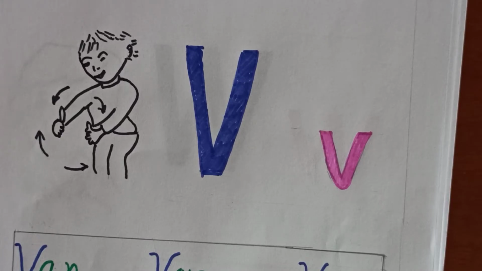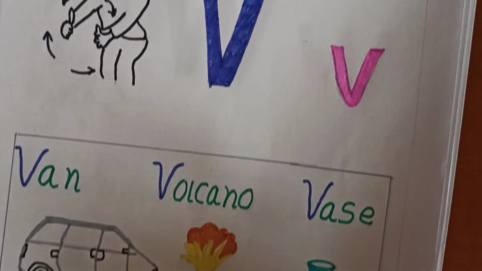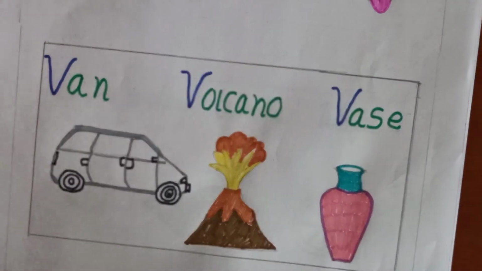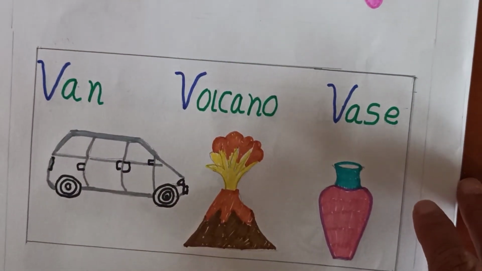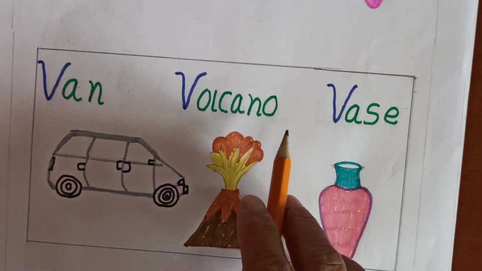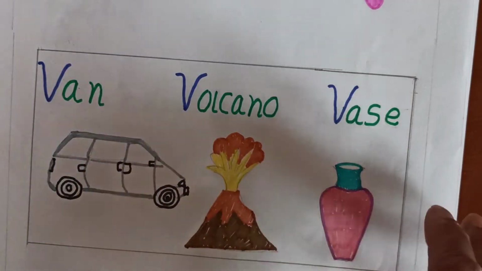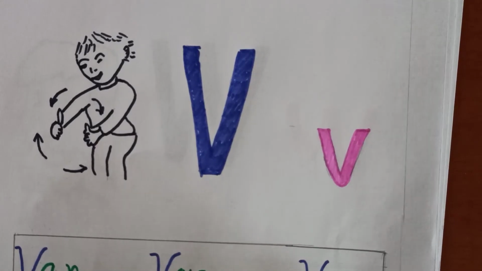As if you are going to pretend you are moving the steering wheel clockwise and anti-clockwise, making the sound v. What are the examples of V? Van, volcano, vase. The sound of the letter V is v.